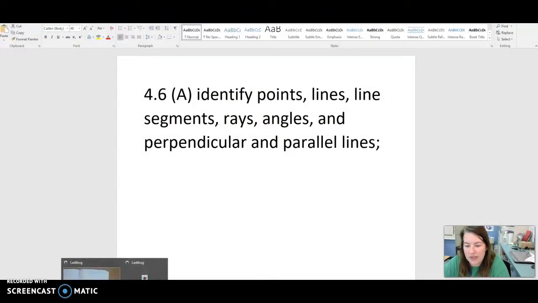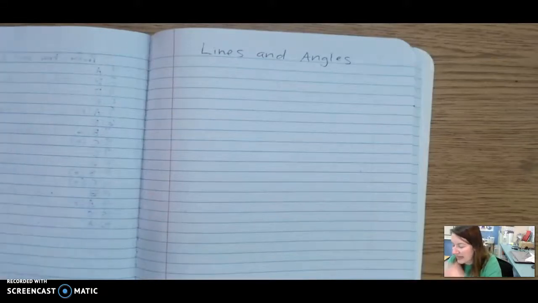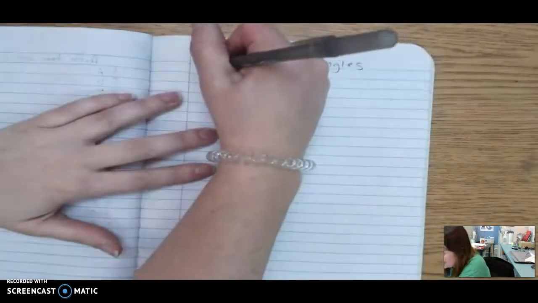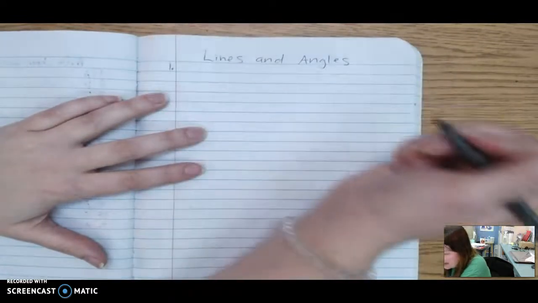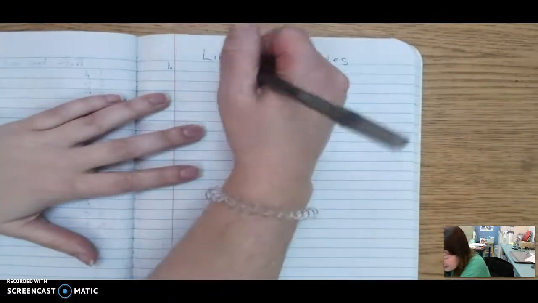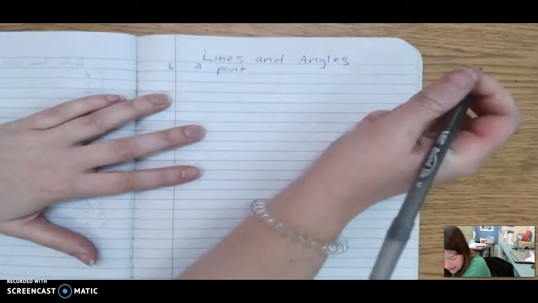I have my journal set up ready to go. Let's take a look here. So we're going to focus and learn what different lines and angles are. All those vocabulary words from the TEK, we're about to write them down and learn exactly what they are. So we should be able to identify a couple of different things. The first thing that the TEK said we should be able to identify is a point. So let's write what a point is.